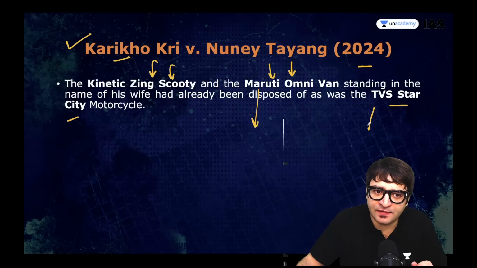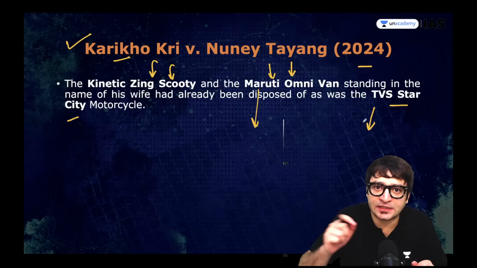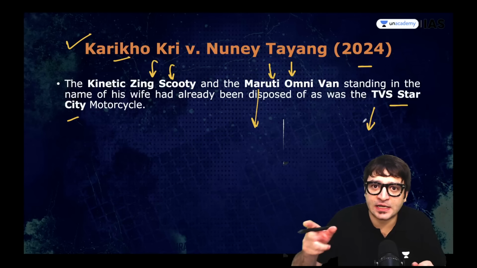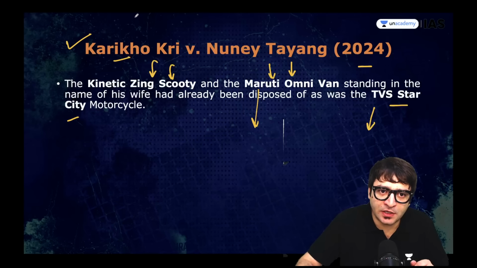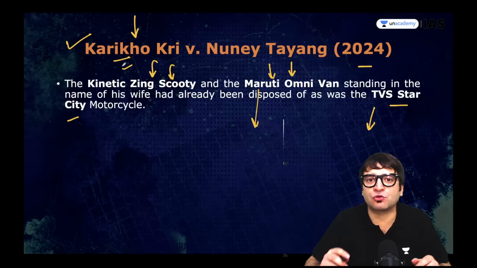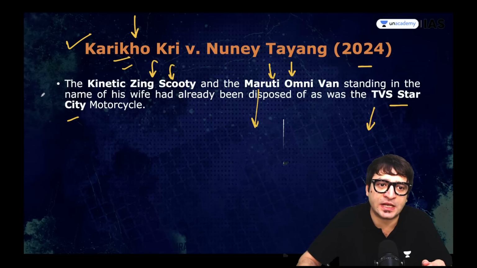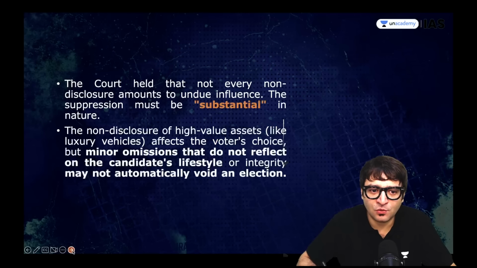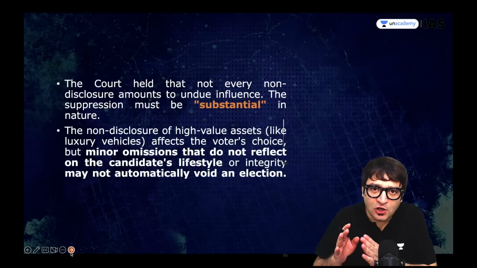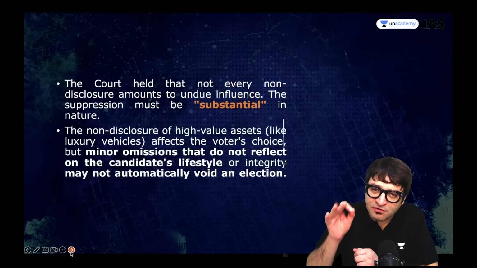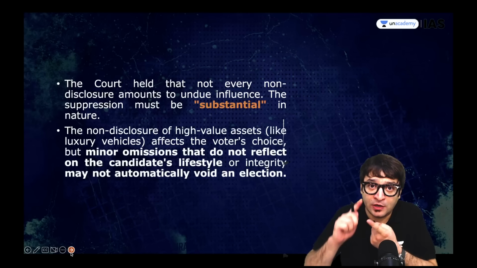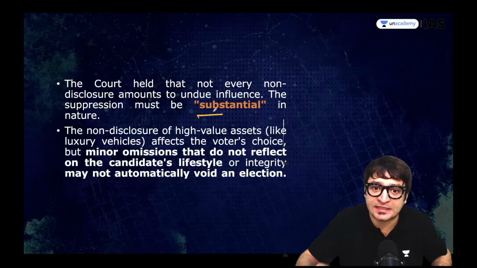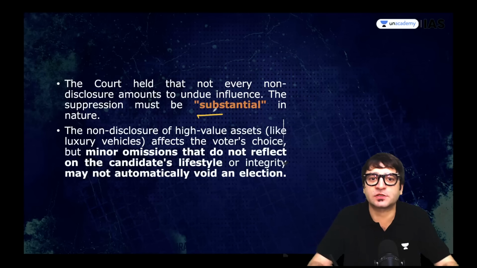And there was a TVS Star City motorcycle, but it was in the name of my second son. The opponent who lost this election approached the court and said he should be disqualified because he has not revealed this information. Supreme Court said no. Why? The returning officer can reject the nomination papers only if there are substantial defects in your nomination papers.